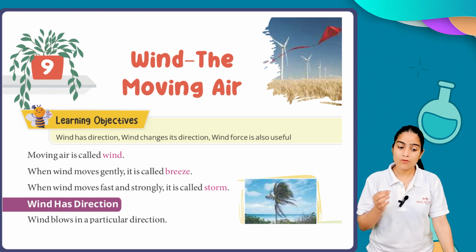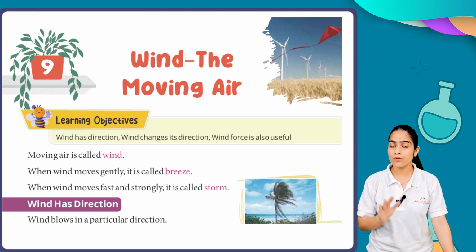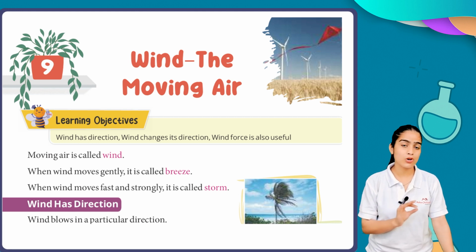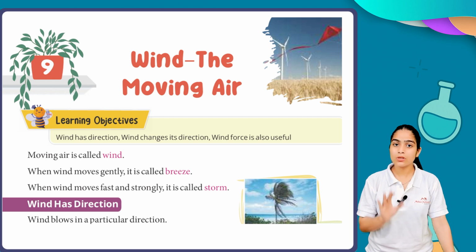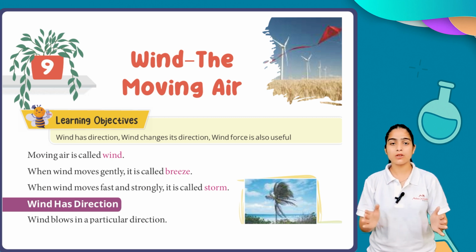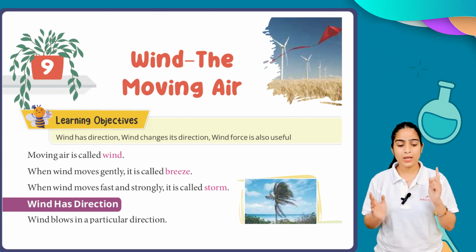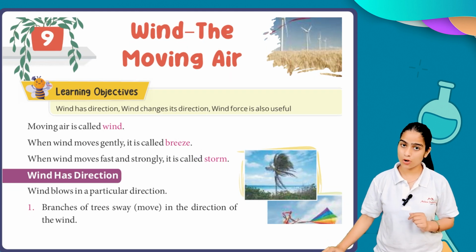First of all, we have to understand about the wind. The moving air, when the air moves at a pace, is called wind. Otherwise, if the air is not moving, then it is air only. So I hope you can distinguish the difference between wind and air. Let's start. Moving air is called wind.